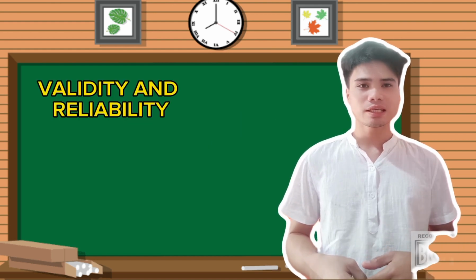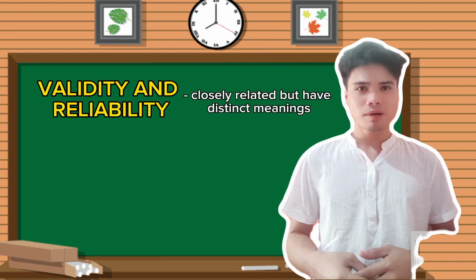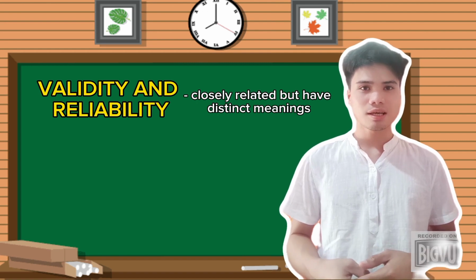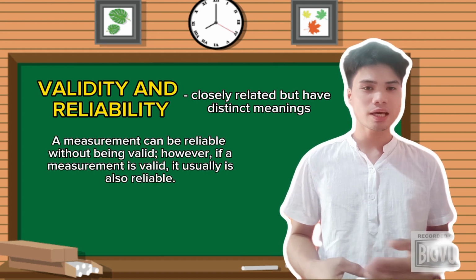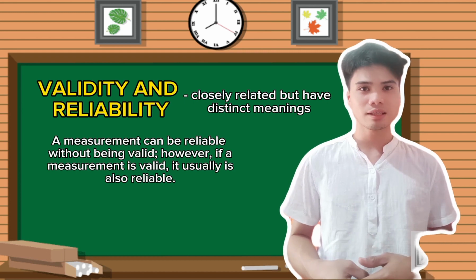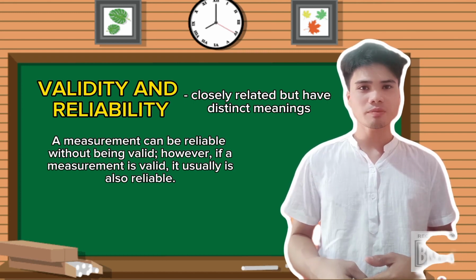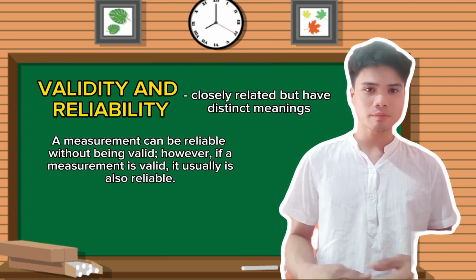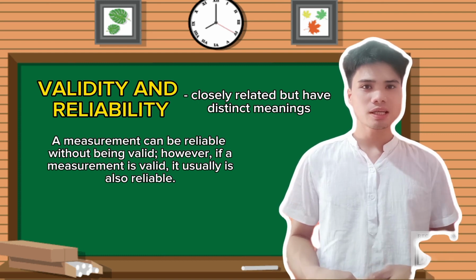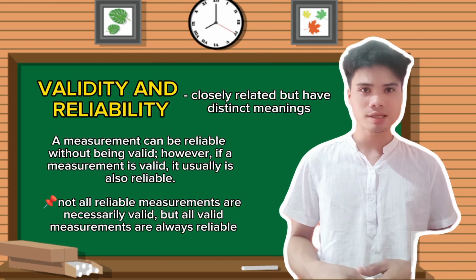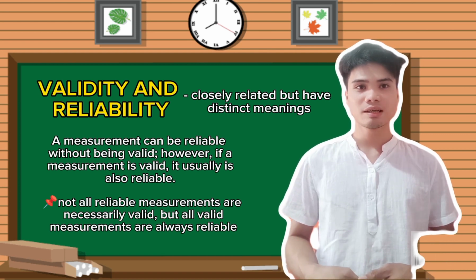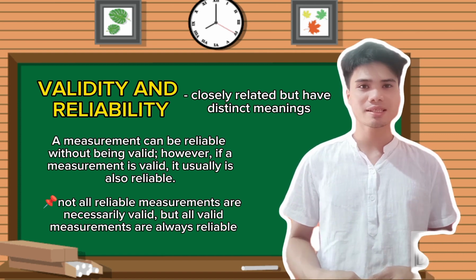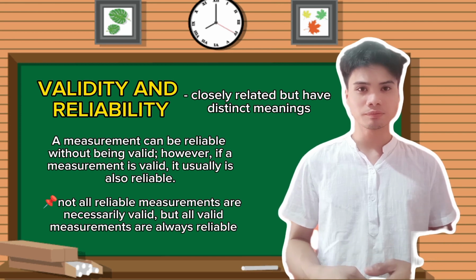I will be discussing validity and reliability. Validity and reliability are closely related but have distinct meanings. A measurement can be reliable without being valid. However, if a measurement is valid, then it is usually also reliable. In other words, not all reliable measurements are necessarily valid, but all valid measurements are always reliable.